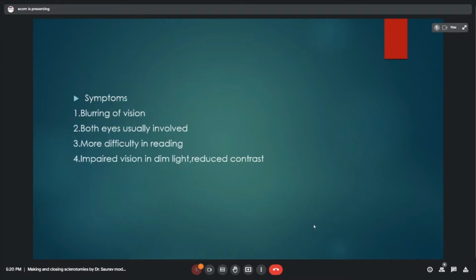Usually the patient comes with the symptom of blurring of vision. Geographic atrophy is most of the time bilaterally involved, though it may be asymmetrical. There is more difficulty in doing near activities, and the patient might also complain of impaired vision in dim light and reduced contrast.